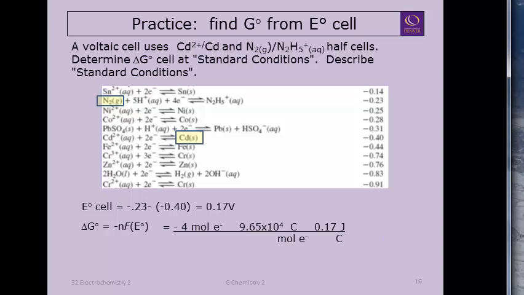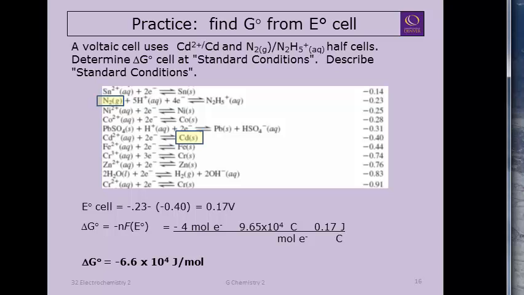Now this is interesting. If you look, in order for this to take place, 2 equivalents of cadmium to provide enough electrons to drive this reduction to the hydrazinium ion. So that's actually 4 moles of electrons involved. Plug and chug, solve this, you end up with negative 6.6 times 10 to the 4 joules per mole.